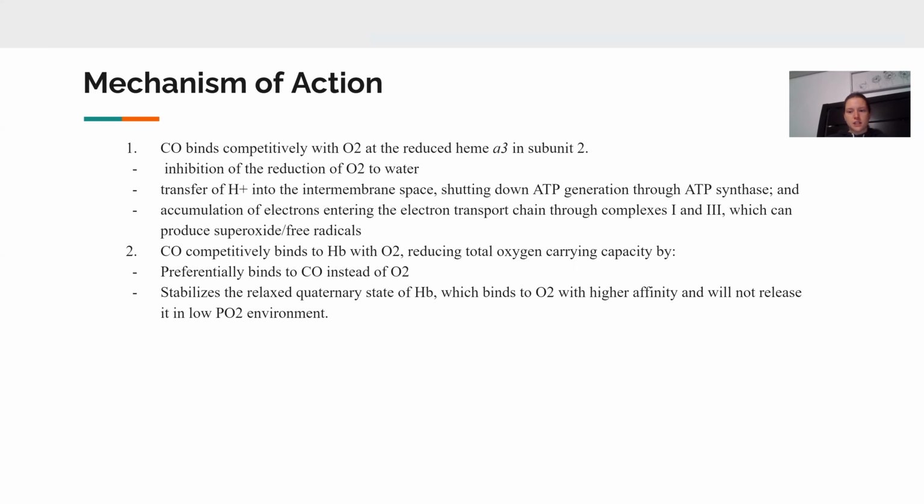It should also be noted that CO can actually bind to hemoglobin, and does with a lot higher binding affinity than O2, which can reduce total oxygen carrying capacity by hemoglobin. Obviously, hemoglobin preferentially binds CO instead of O2, and this has to do with hydrogen back bonding. It also stabilizes the quaternary state of hemoglobin, which binds O2 with higher affinity and will not release it in a low VO2 environment.